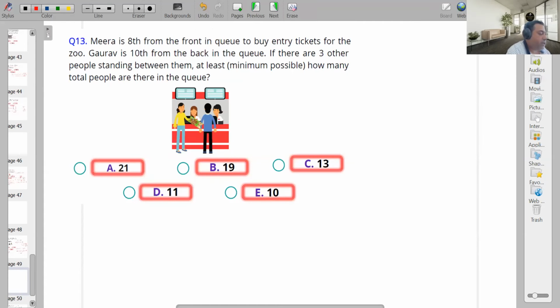Meera is 8th from the front in a queue to buy entry tickets for the zoo. Gaurav is 10th from the back in the queue. If there are 3 other people standing between them, at least how many people are there in the queue? Okay, so let's understand this.